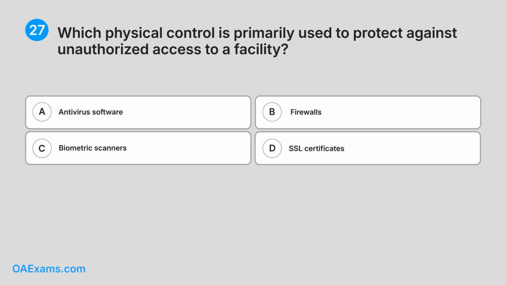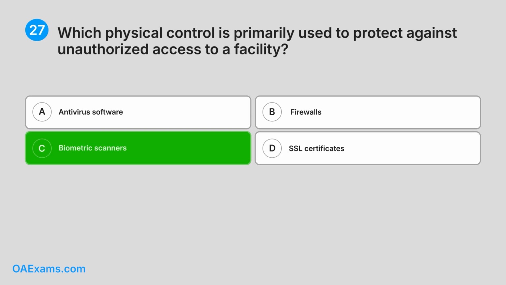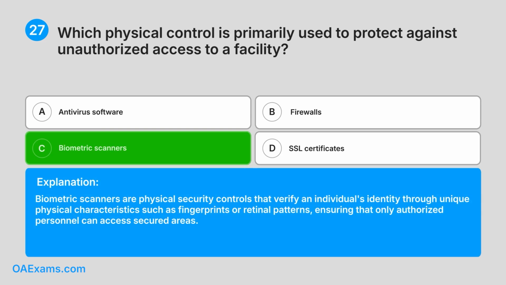Correct answer, C. Biometric scanners. Explanation. Biometric scanners are physical security controls that verify an individual's identity through unique physical characteristics, such as fingerprints or retinal patterns, ensuring that only authorized personnel can access secured areas.